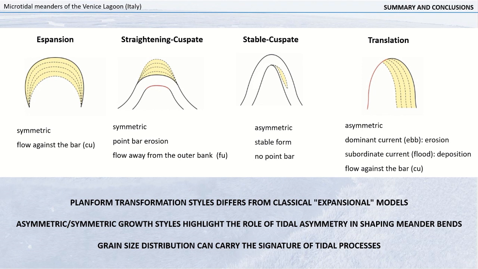But it's also intriguing to note that in some cases this peculiar flow pattern can deeply impact grain size distribution within deposits related to these bands. And this means that the grain size distribution can carry the signature of tidal process within these deposits.